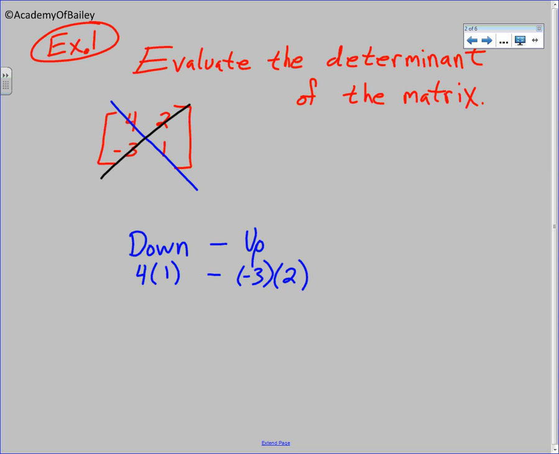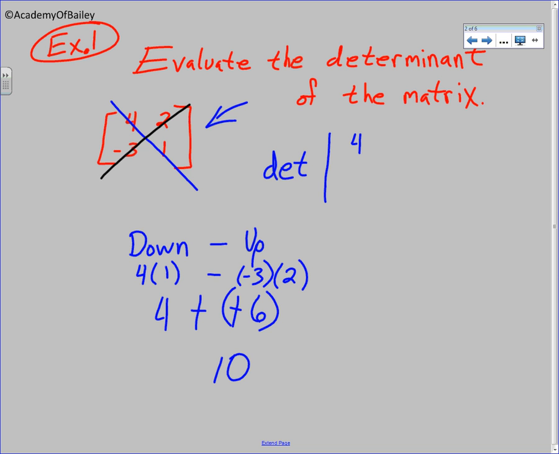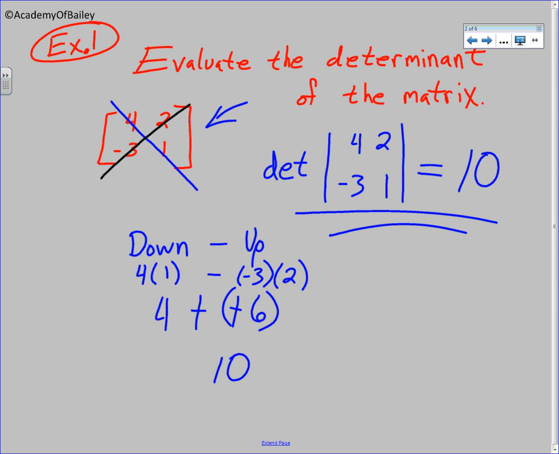And so if we look here, 4 times 1 is 4, -3 times +2 is -6. Subtracting a negative becomes a positive, and we're looking here at 10. You might say the determinant, and you notice back here, it's still in a matrix. When you go to write the determinant, you don't put a matrix with it. You put just those vertical lines with it. So the determinant of this is equal to 10. And that's what you're looking at for your evaluation there.